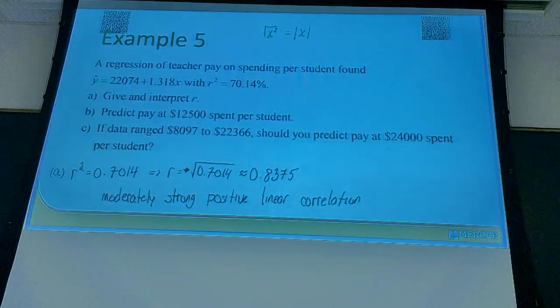And the closer to 1 R is, the stronger the positive linear correlation appears to be. The closer to -1 it is, the stronger the negative linear correlation appears to be. Generally speaking, if it's 0.5, I would say that's not only weak, that's very weak.